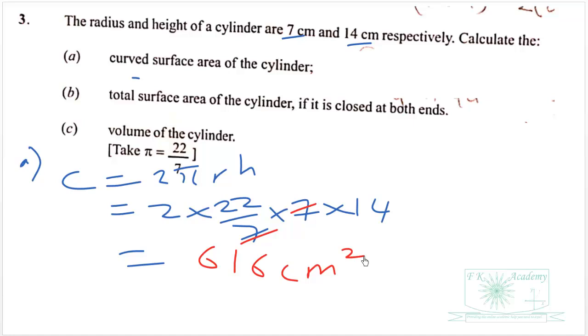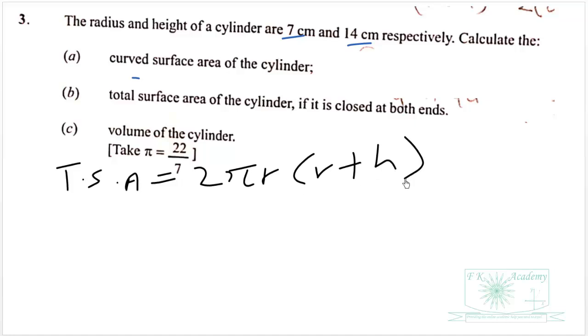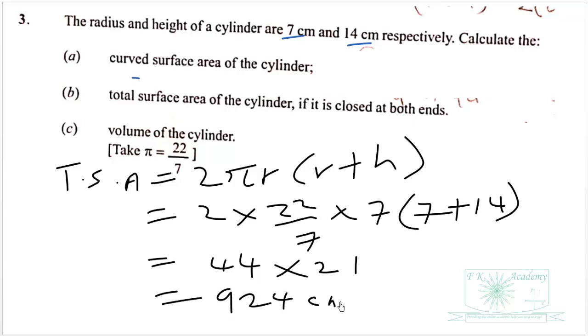Then the B part of the question says we find the total surface area if it is closed at both ends. So total surface area will be equal to 2 pi r into bracket r plus h, and that will be equal to 2 times 22 over 7 times 7 into 7 plus 14. So that will give us 44 times 21. And when you simplify that, you are getting 924 centimeters squared.